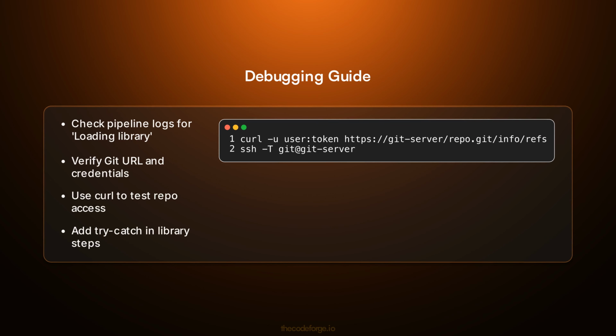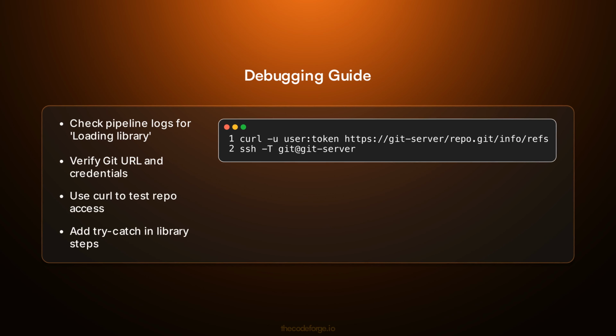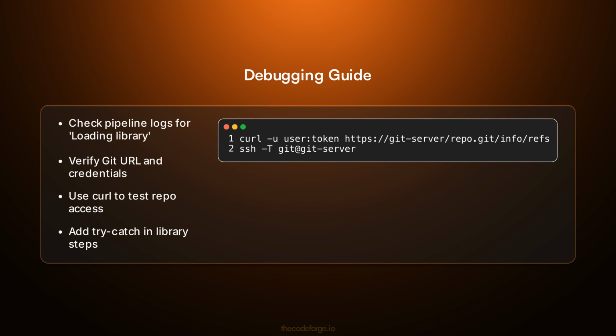To debug library loading issues, first check the pipeline log for loading library messages. Then verify the Git URL and credentials using curl or SSH. Add try-catch blocks in your library code to surface errors clearly.